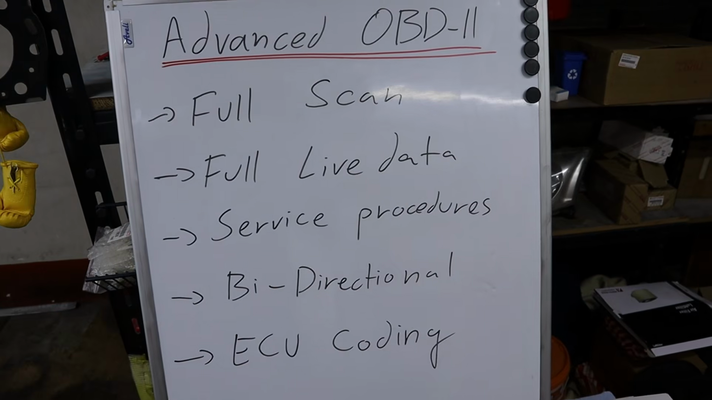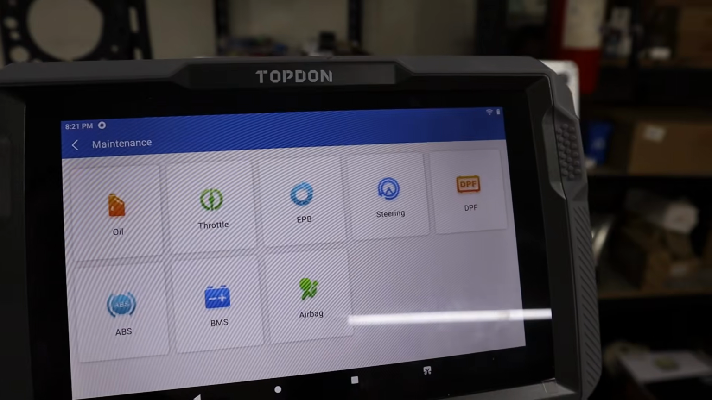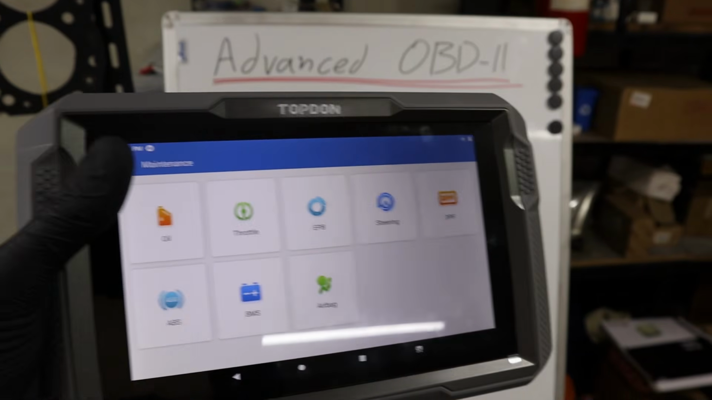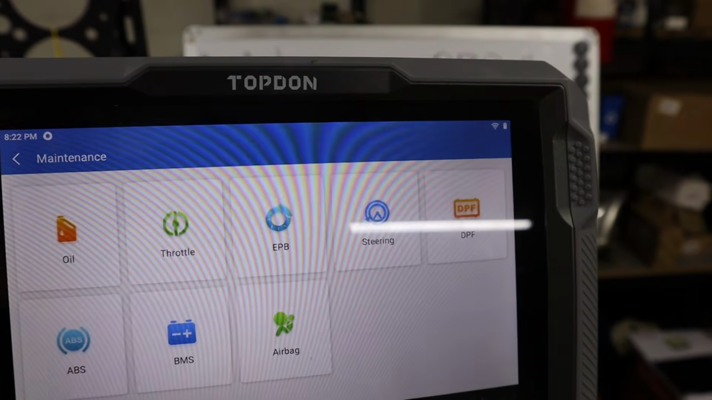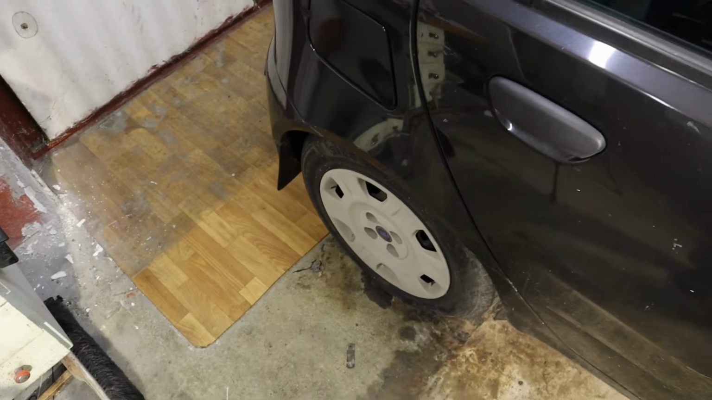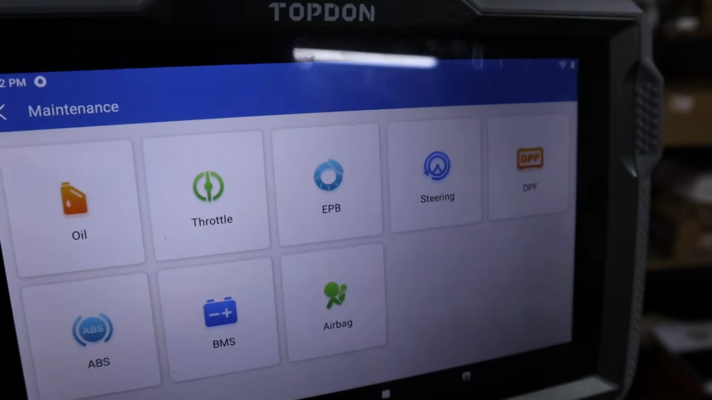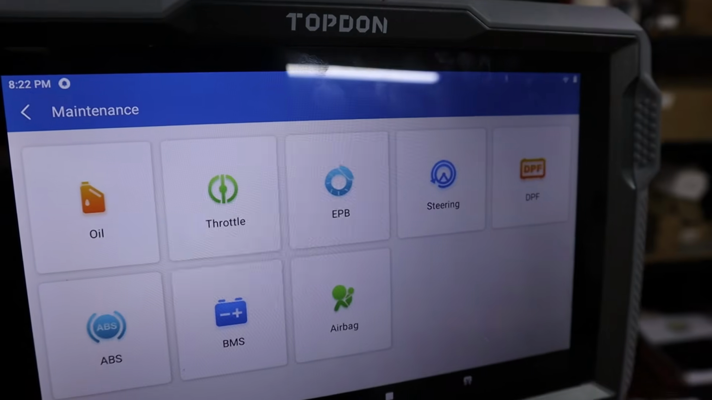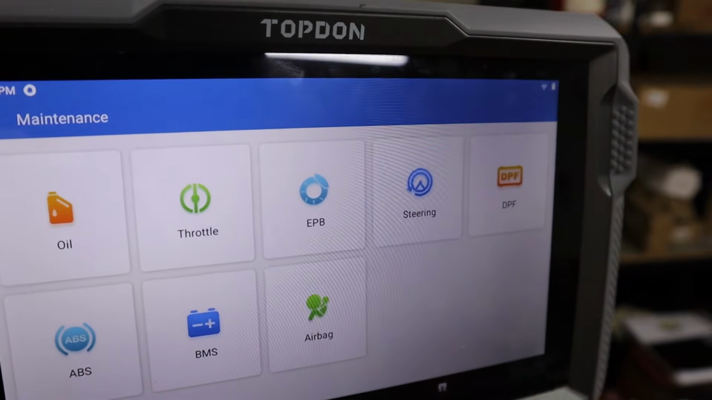Next we have service procedures. For example, oil reset, throttle adaptation, EPB reset. If you service modern vehicles, you absolutely need this. For example, on an older vehicle, when you're changing rear brake pads, you simply take off the wheel, change pads, and that's it. However, for a newer vehicle, you will need this EPB service procedure because they have electronic brake calipers and the only way to open them is by command from your scan tool.